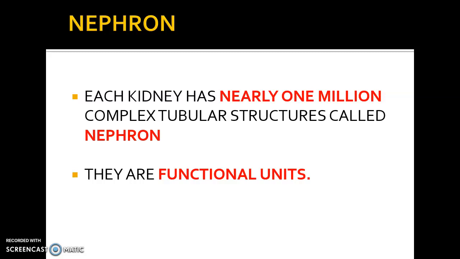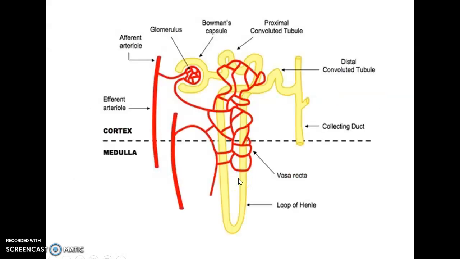So 1 million means approximately 10 lakhs of nephrons in a single kidney. In our body, we have a pair of kidneys, so we have around 20 lakhs nephrons present, and they are the functional unit. Why do we refer to it as a functional unit? Because they help in urine formation, that is, they filter the blood and produce the end product, that is urine.